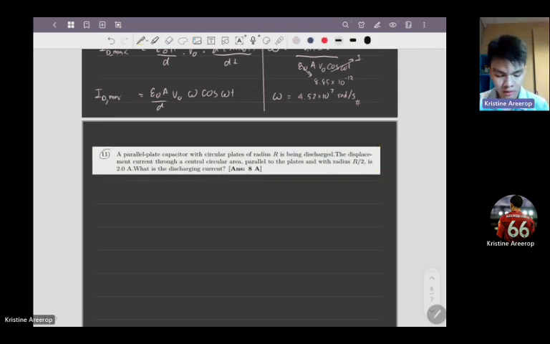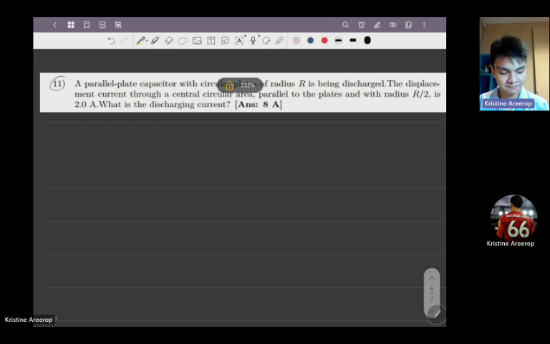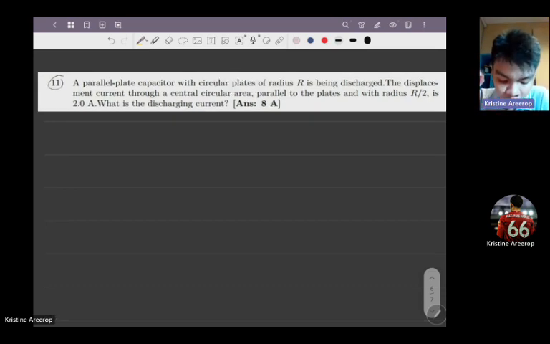The next question is question 11. A parallel plate capacitor with circular plates of radius R is being discharged. The displacement current through a central circular area, parallel to the plates and with radius R by 2, half of R, is 2.0 ampere. What is the discharge current? The answer is A, but I am going to show the solution.